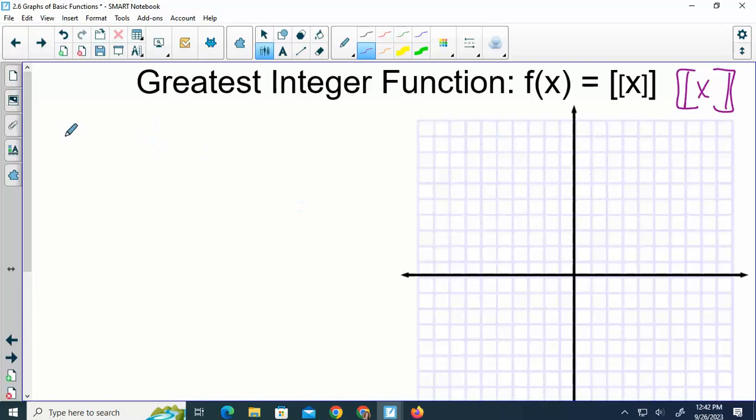So if I make a t-chart, we're used to just putting in nice numbers. But if I put in -1, the greatest integer of -1, -1 is an integer, so the greatest integer function doesn't change it. You just get -1. If I put in 0, 0 is an integer, so I'm going to get out 0. If I put in 1, 1 is an integer, so I'm going to get out 1. This isn't giving me a very good representation of what this graph actually looks like. So let's look closer.